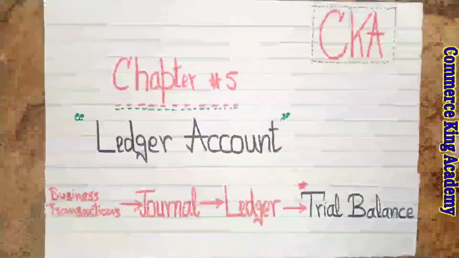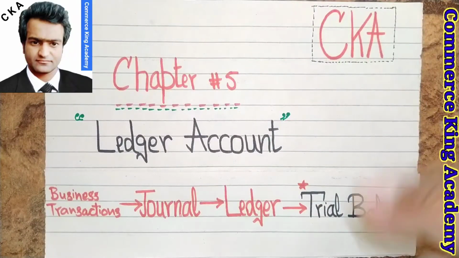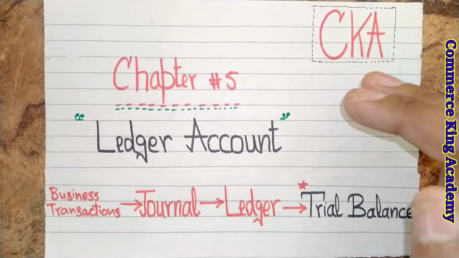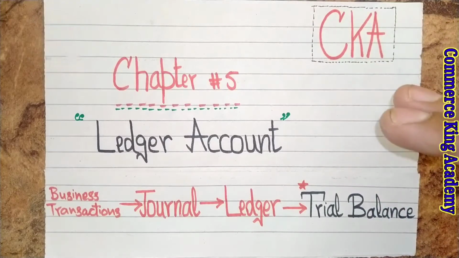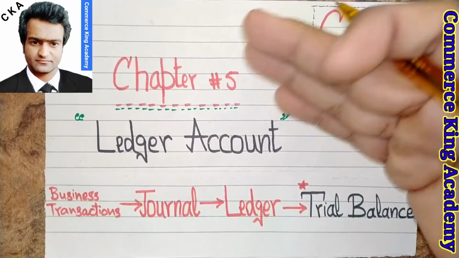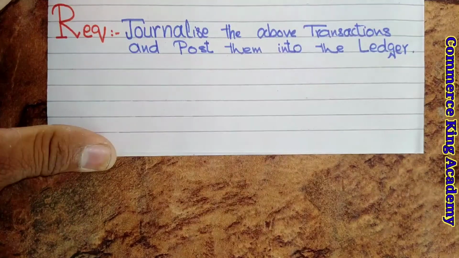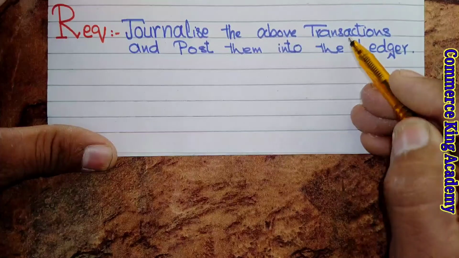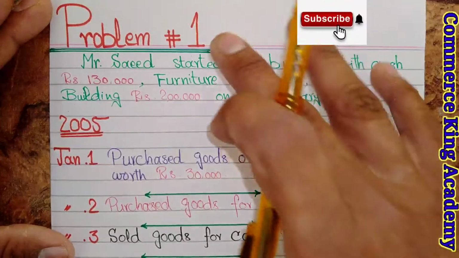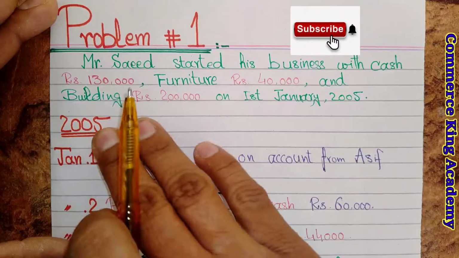Right, we have solved chapter number 5, which is ledger account. Okay, you understand the concepts and illustrations in the earlier videos. Now we are here to solve its problems. Today in this video we will solve problem number 1 of chapter number 5, which is ledger account. The requirement of this problem is to journalize the above transactions and post them into the ledger account. After reading its requirement, this is problem number 1, so we will solve it. Let's get started.